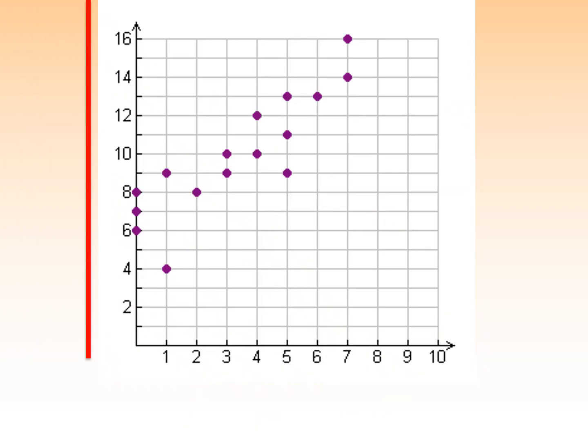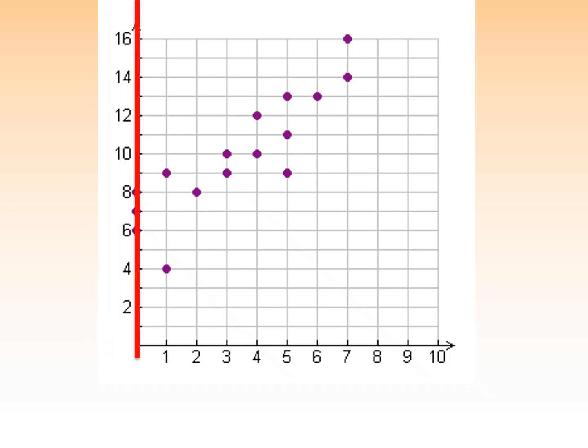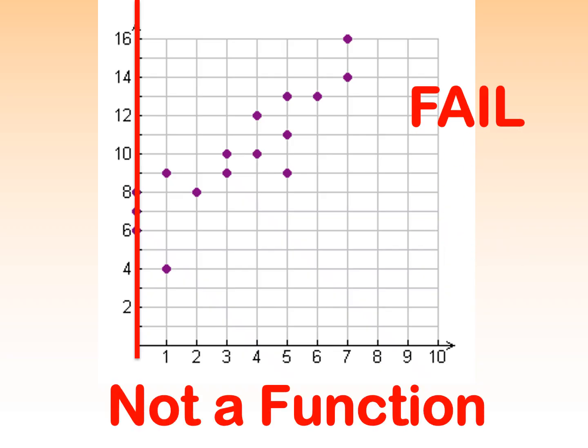Here's the discrete graph that's going to fail the vertical line test, and it fails at several different points, but this is the first time that it fails, when x is 0. When x is 0, it's got a y value of 6, 7, and 8. So we've got 3 different points hitting at the same vertical line, and that makes it so that it's going to fail that vertical line test. That means it's not a function.